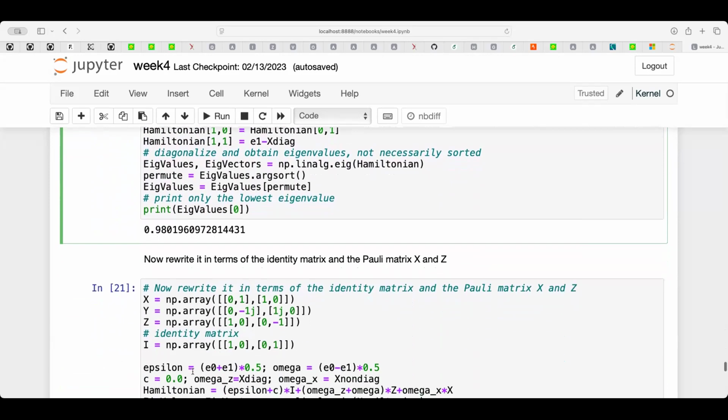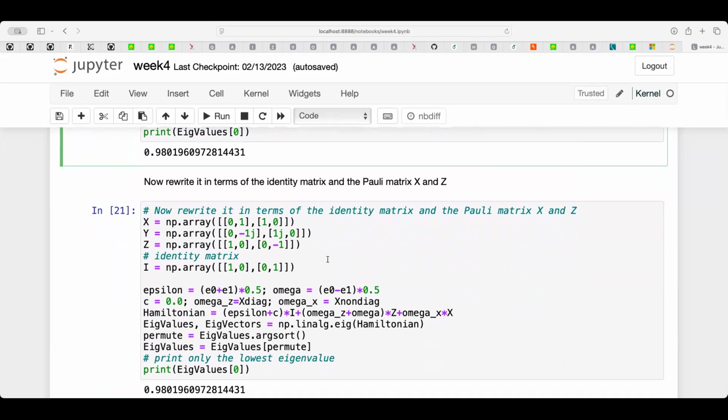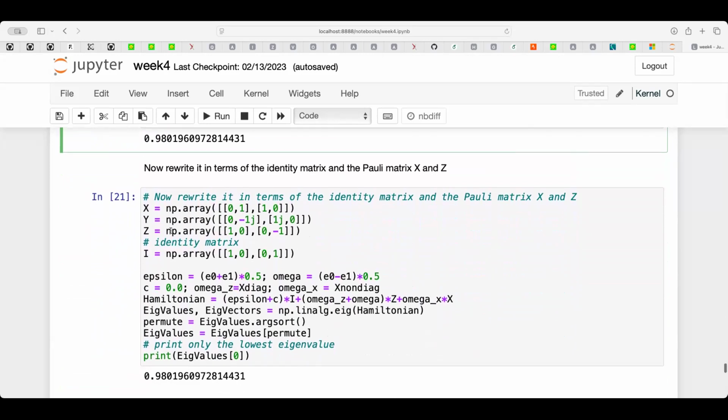Now what I do now is, since I've been listening to this guy here, I was thinking I can obviously rewrite my Hamiltonian in terms of Pauli X and Y matrices. If I had diagonalized it like that, I should get the same answer, right? It shouldn't change. So this is what I've done here.